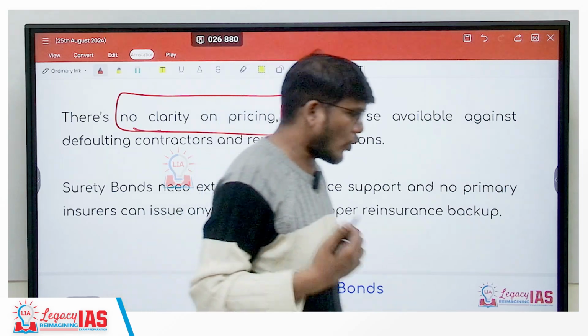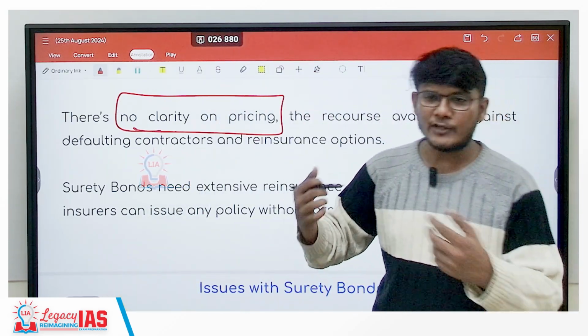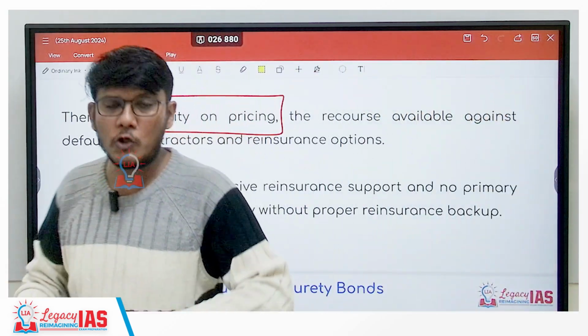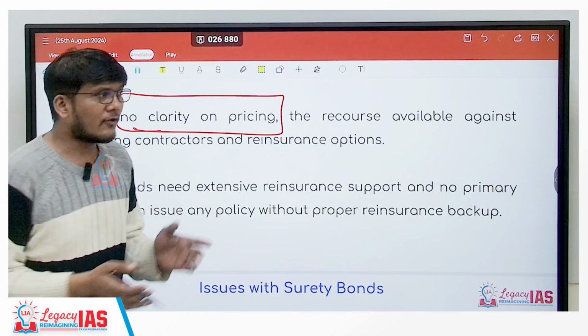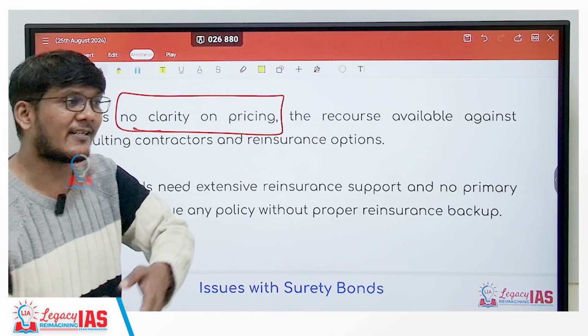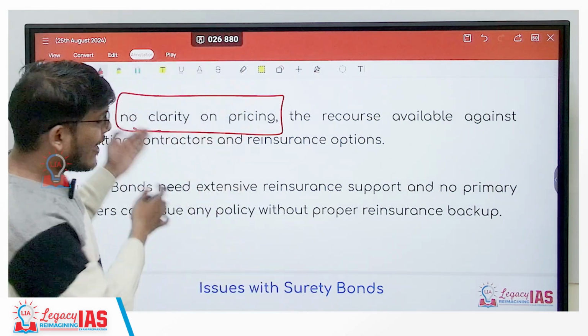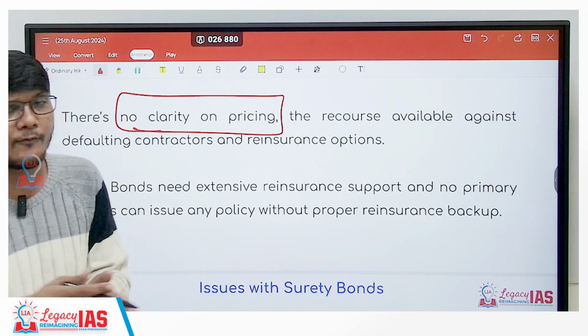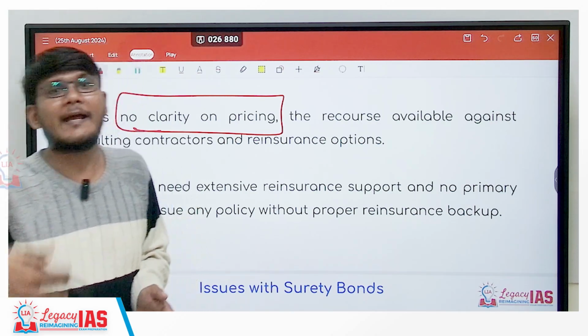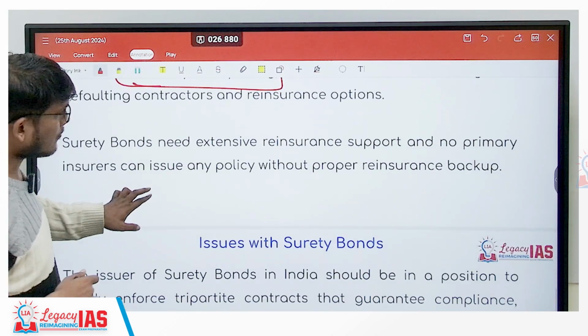If I am giving a surety bond of 100 crores, how much should I charge? 1 crore, 2 crore, 10 crore, how much? Because there is no predecessor data also. Once we start doing it and have 10, 20, 30, 40, 50 years of data, it will keep refining and getting better and better.